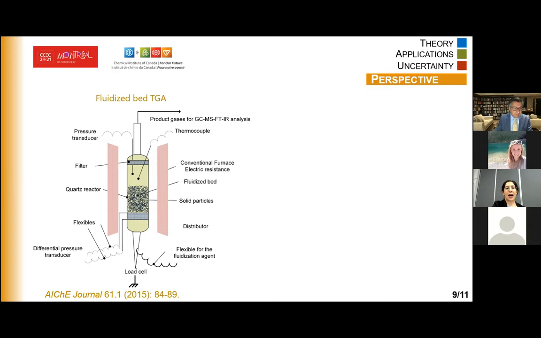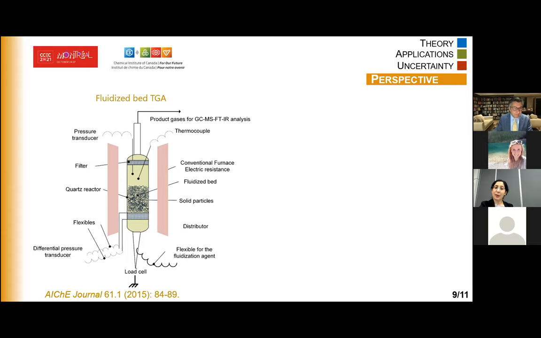And if you want to analyze a bigger sample, for example, you have a sample which is not homogeneous, so you cannot take a really small part of the sample and put it in the TGA. Your sample is not homogeneous, you want to use a bigger sample. So there are some novel TGAs that can solve this problem.